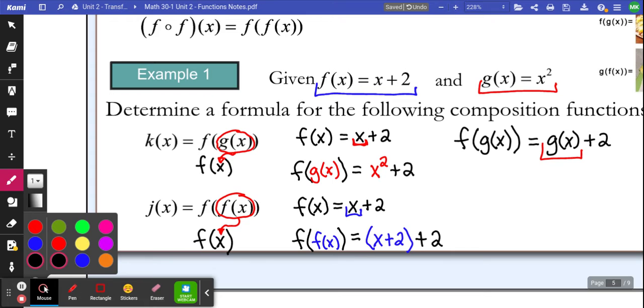I replace x with f of x, and it's a function inside of a function. You can then simplify that, right? So that means f of f of x equals x plus 4.